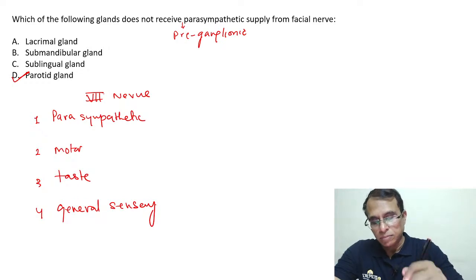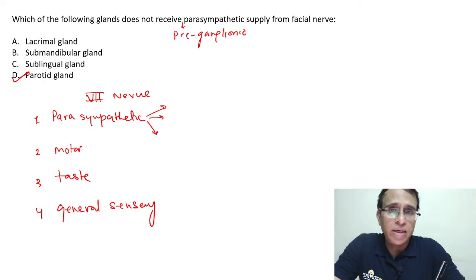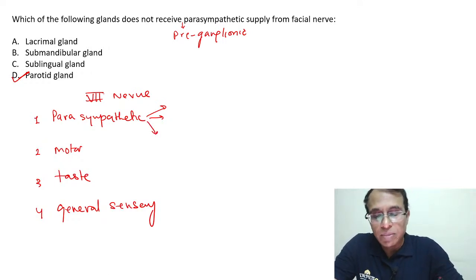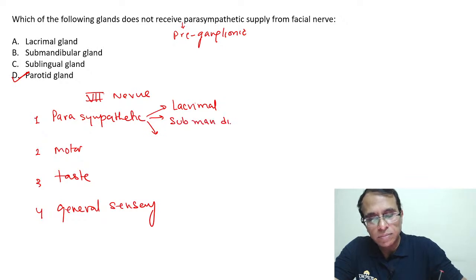Now, parasympathetic supplies 3 major glands. It supplies a lot of minor glands. We are not talking about the minor glands, but 3 major glands: lacrimal gland, then submandibular gland, and sublingual gland.